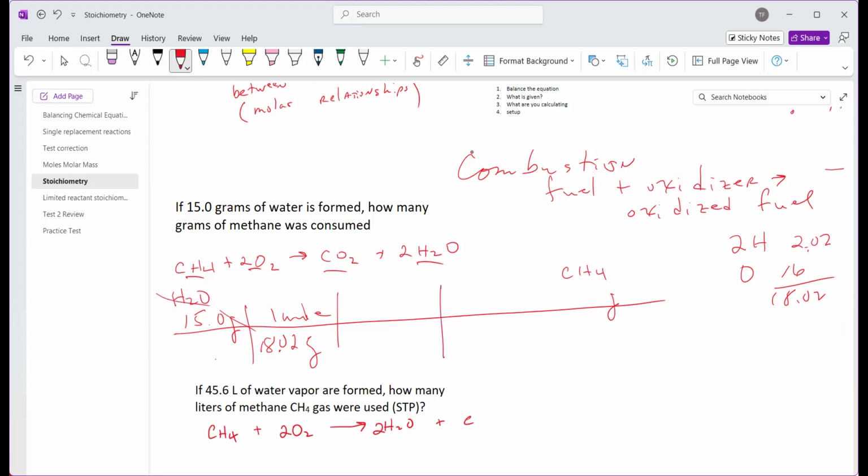So water has to cancel, so that goes on the bottom. Methane is on top. From the balanced equation's coefficients, water is 2, methane is 1. So water cancels. That's the new step. Now that we have moles of methane, we need to go to grams of methane. Methane is going to be 1 carbon at 12.01, 4 hydrogens, that's 4.04. So that's 16.05.